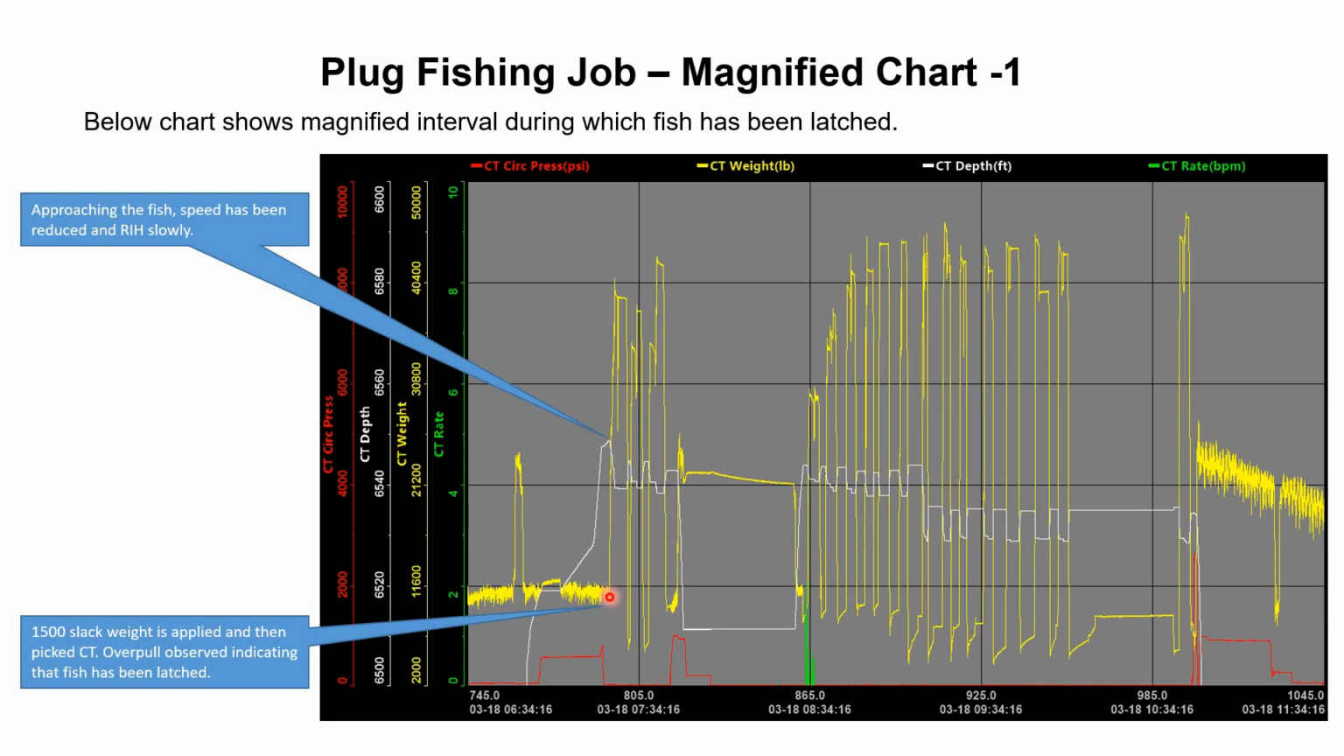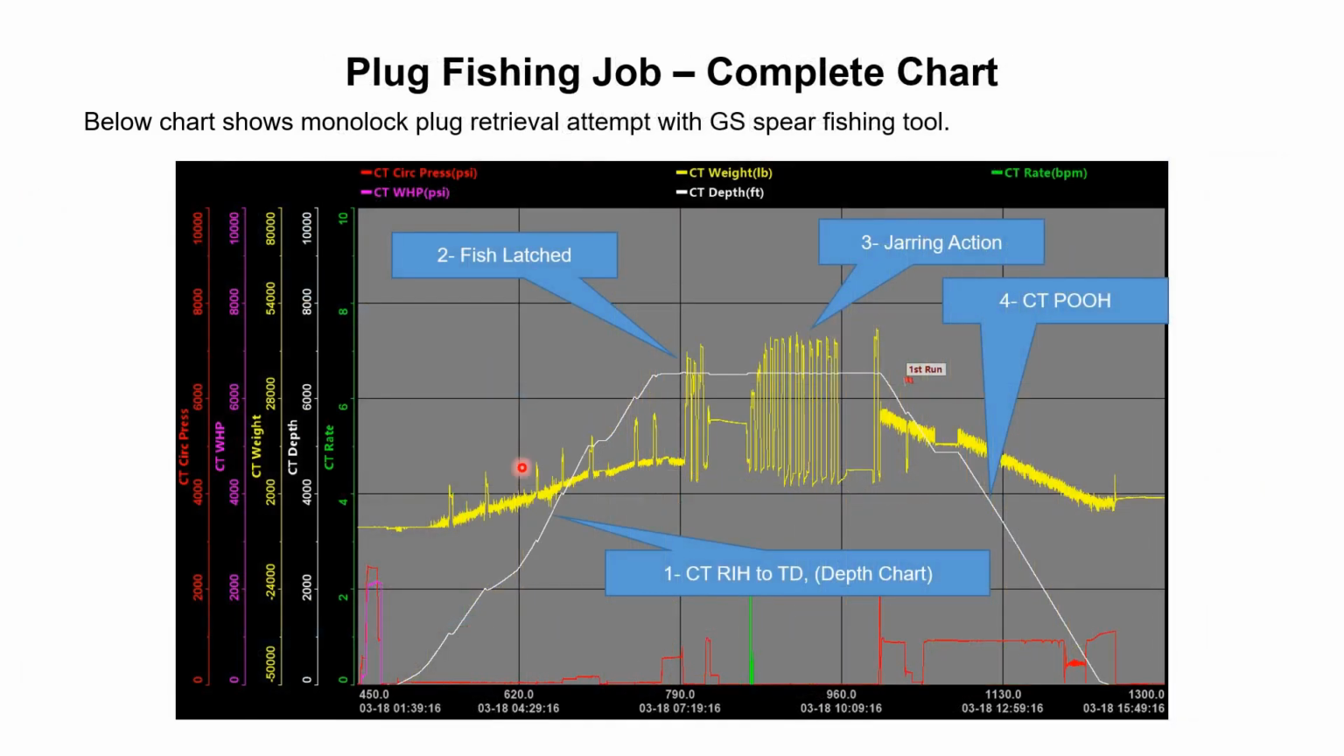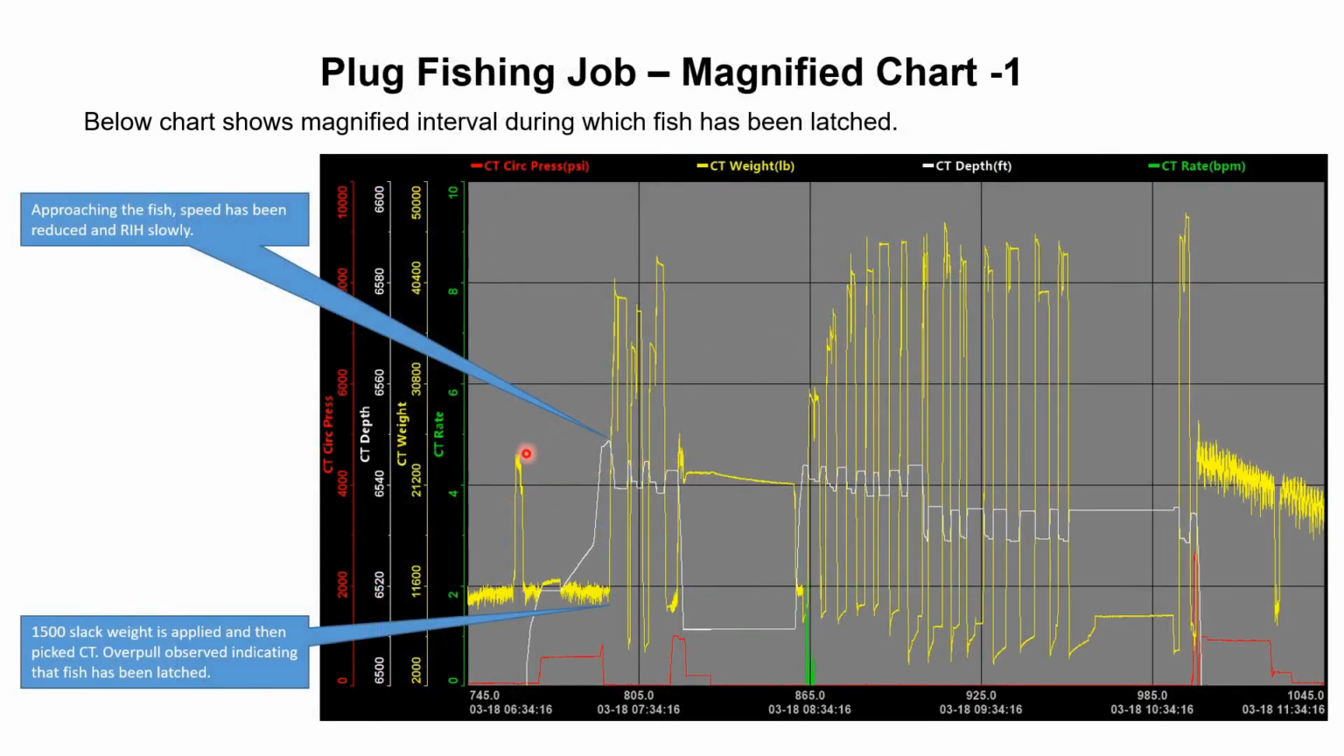After providing the slack, we pick up the coil, and when we pick the coil we see overpull, because our normal weight is this one, approximately 22,000. If we see in the previous chart, these are our pull tests at different intervals, and just before the fishing this is the value. Here we can see this is the value of the pull test, which is approximately 22,000 pounds.